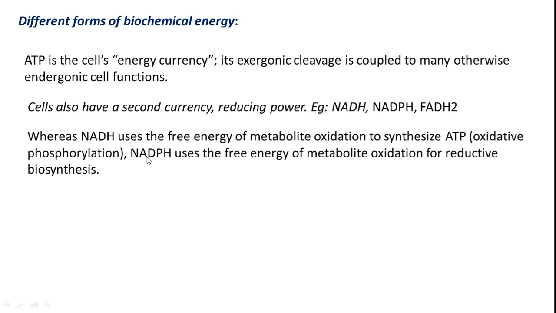Whereas NADH uses the power of metabolic oxidation to synthesize ATP, NADPH uses the free energy of metabolic oxidation for reductive biosynthesis. Quite often we come across NADH and NADPH, and we often confuse ourselves by taking them as synonymous, but they are not synonymous. They are not the same.